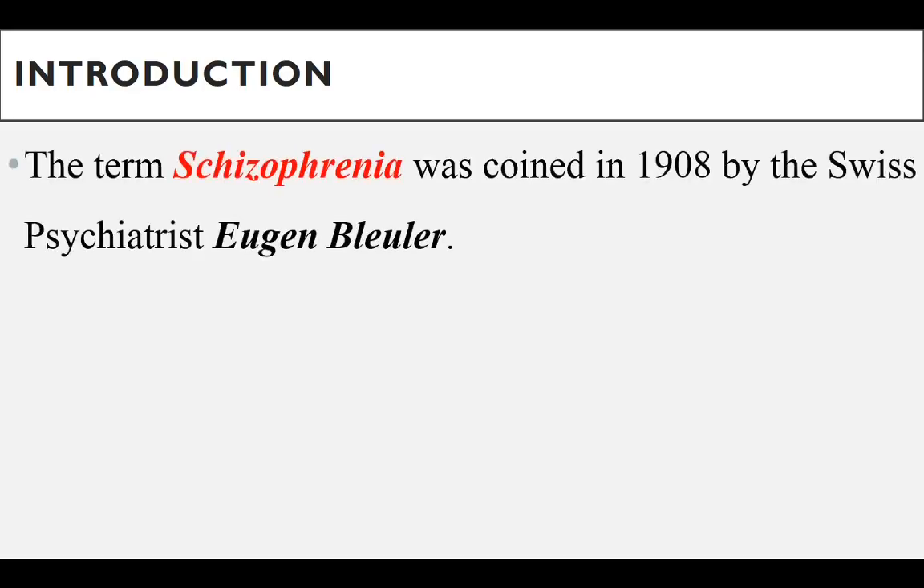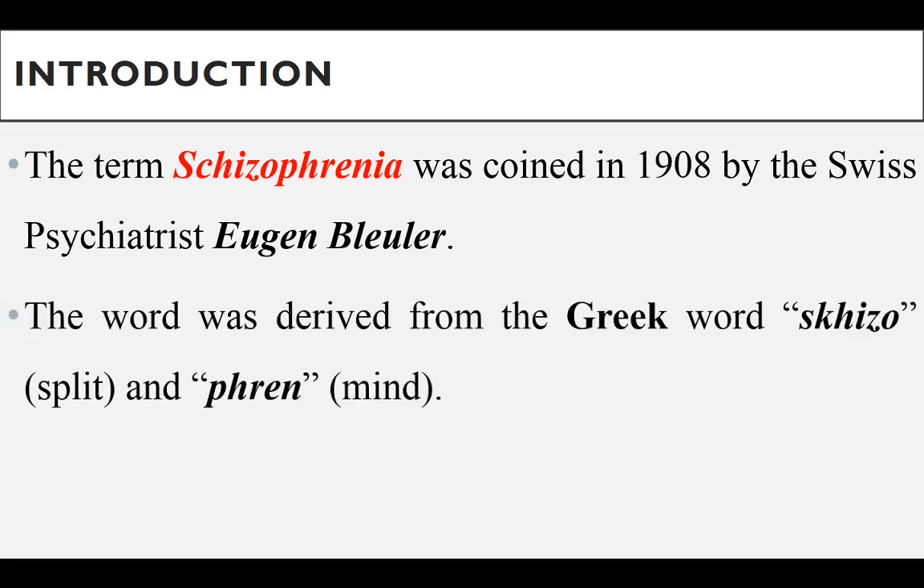The term schizophrenia was coined in 1908 by the Swiss psychiatrist Eugen Bleuler. We have discussed this. If you recall, he also gave Bleuler's four A's. The word was derived from the Greek words schizo, which means split, and phren, which means mind. So it means splitting of the mind.